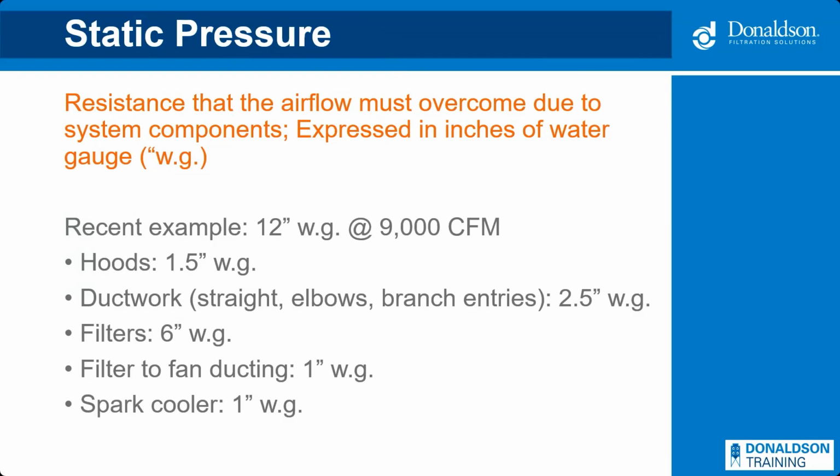The hood totals 1.5 inches of water gauge. The ductwork, including straight runs of duct, elbows, and branch entries, totaled 2.5 inches of water gauge. And the filter on the collector, the dirty collector filter, totals 6 inches water gauge. The fan ducting was a 1-inch water gauge loss. And the spark cooler that we had on this is a 1-inch loss. So when you add them all, total system static pressure for this particular project is 12 inches of water gauge.